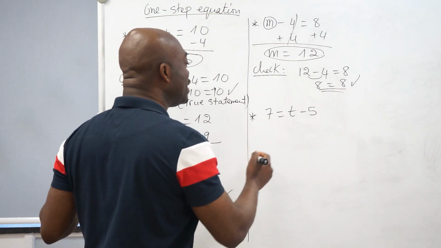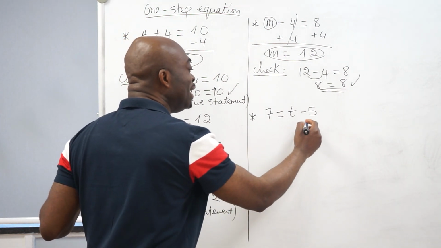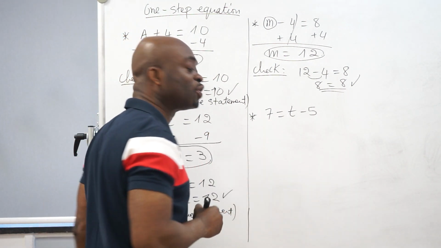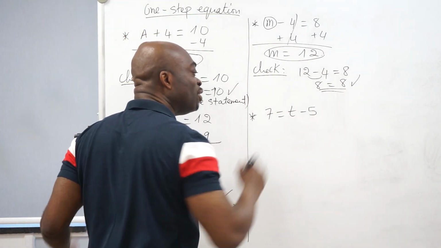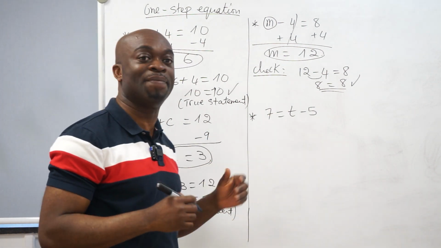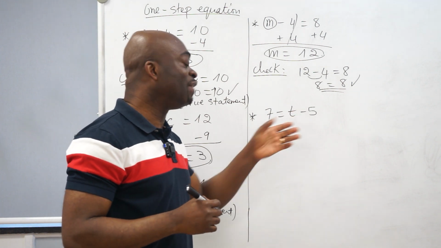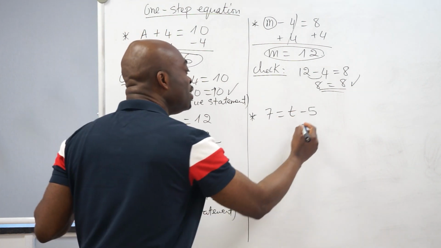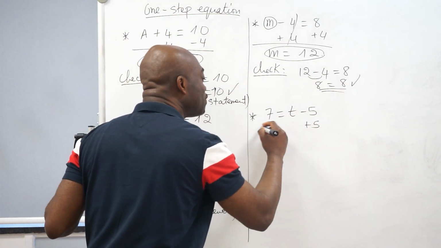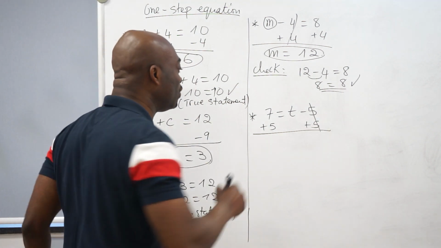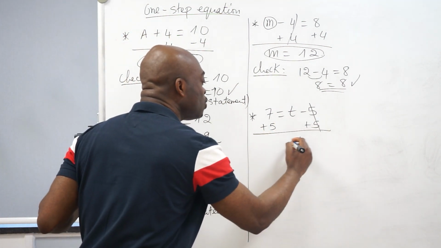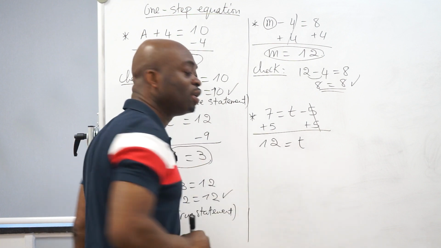So once we get to this one here, so t is what? So now we have 7 equals t minus 5, correct? So this one, that means we have to get rid of 5 and then leave t by itself, okay? So leaving t by itself, that means we have to do plus 5 and plus 5. 5 crossed out. And then we have t equals what? Which is equal to 12.